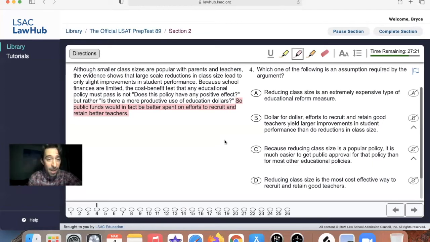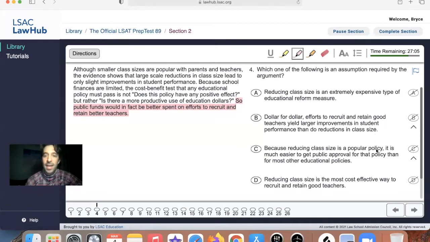I'm wondering if anything pops out at you. Where's the logical leap? We've talked about class sizes. Have we talked about efforts to recruit and retain better teachers? We can only go by what's in the stimulus. Let's go on to the answer choices.